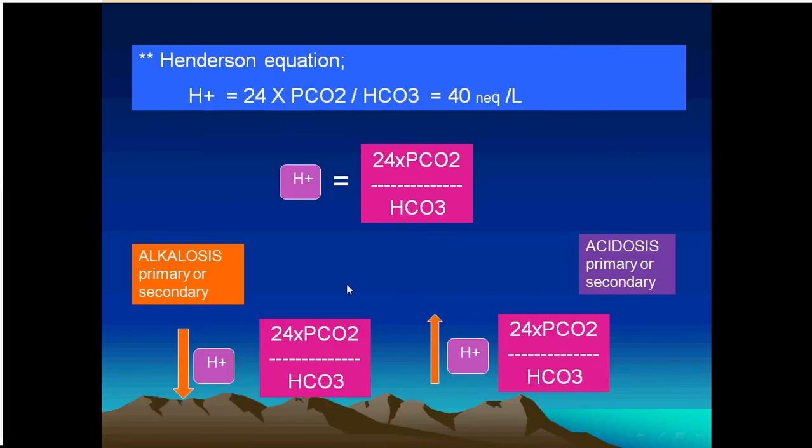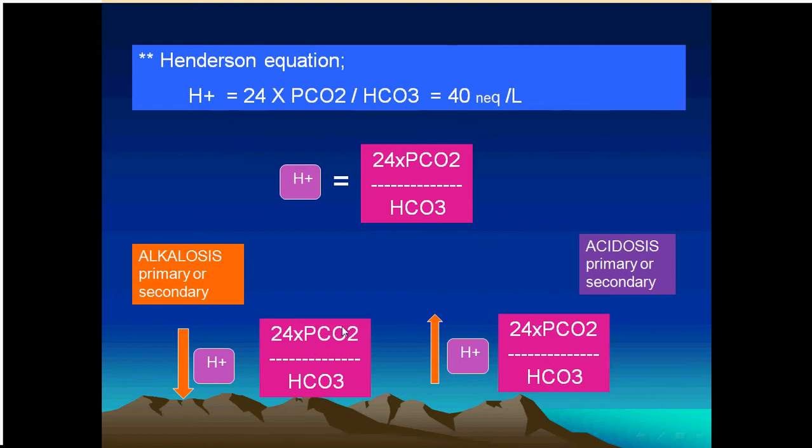When you look at the hydrogen ion, the hydrogen ion is the end product of the relation between the carbon dioxide and bicarbonate according to Stewart. So for a decrease in the hydrogen ion, this means that there's some sort of increase in the bicarbonate. Increase in the bicarbonate may be primary, or it may be secondary to the increase in the partial pressure of carbon dioxide.